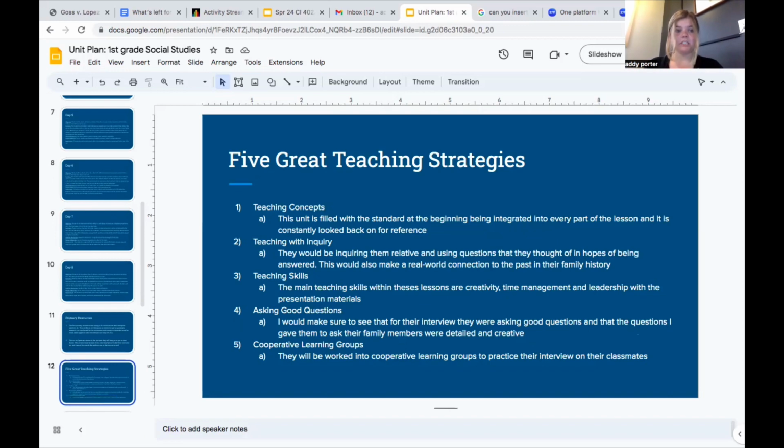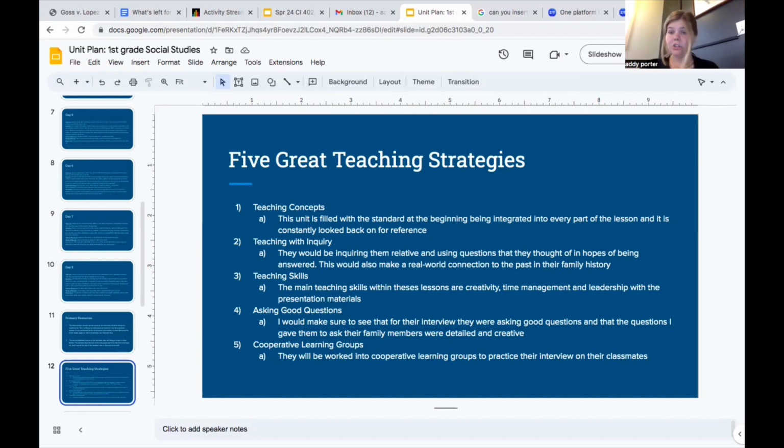So the 5 great teaching strategies are teaching concepts, teaching with inquiry, teaching skills, asking good questions, and cooperative learning groups. And we kind of explained these already a little, but just integrating throughout the lesson the core topic and the standard would be really good. Having them ask good questions to the person they're interviewing would show inquiry. The main teaching skills with these lessons are creativity, time management, and leadership, as I've said.